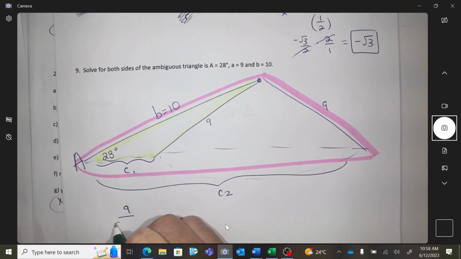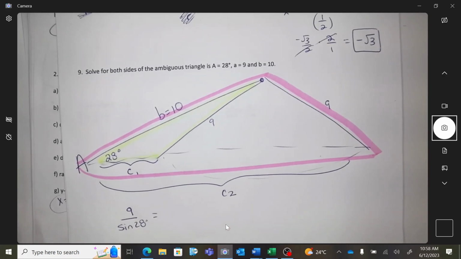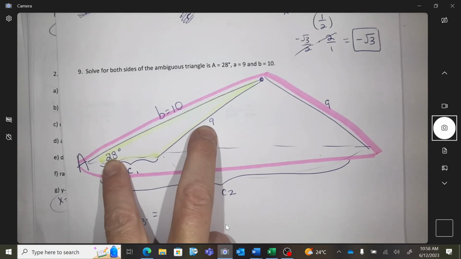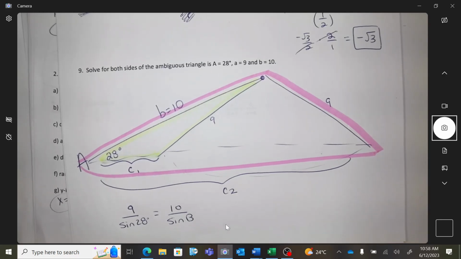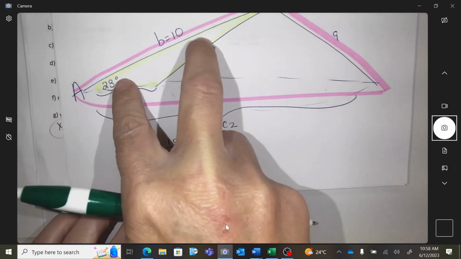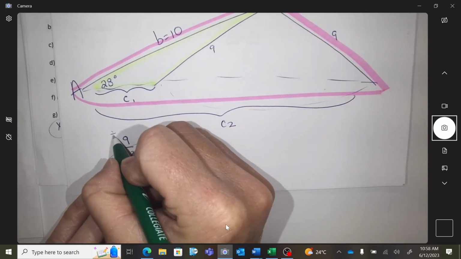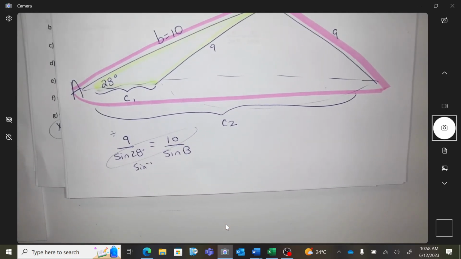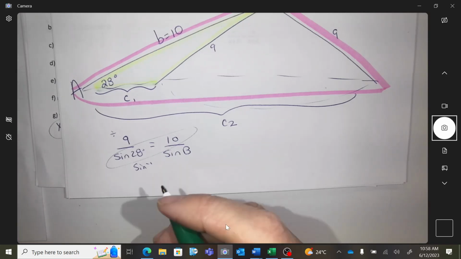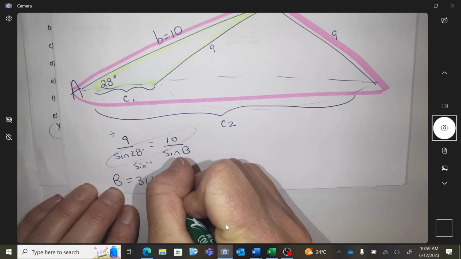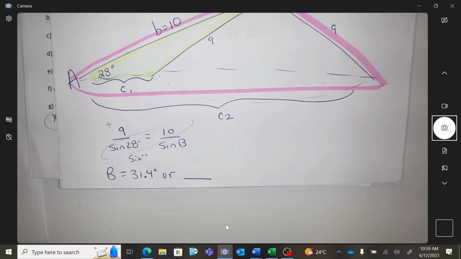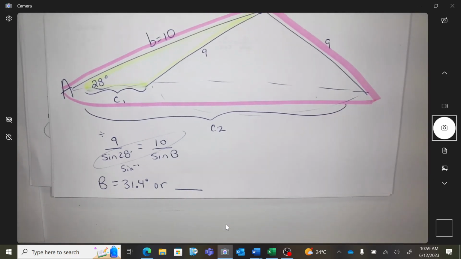Okay, here we go. 9 over sine 28 is a pair. See it? 9 over sine 28. 10 over sine B. So pair, pair. So I would cross multiply, divide, sine inverse, right? Okay, here's the situation with ambiguous. The angle is 31.4 degrees on my calculator, or there was actually another option which my calculator doesn't spit out.